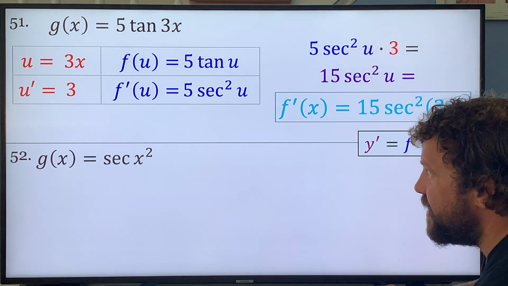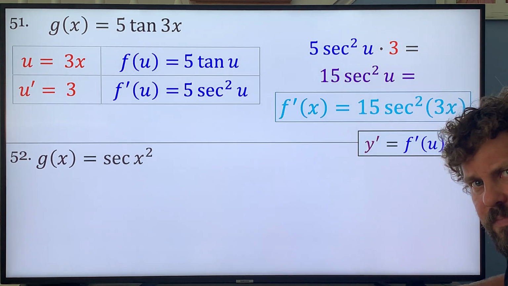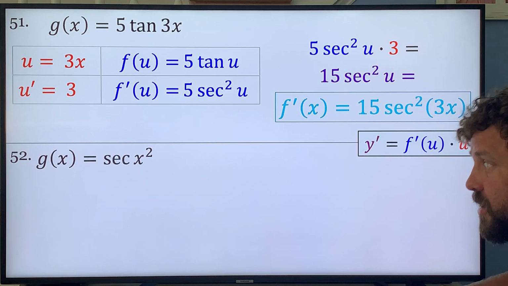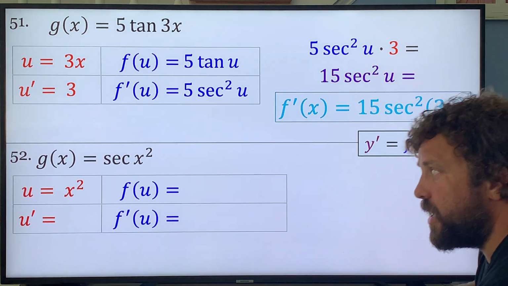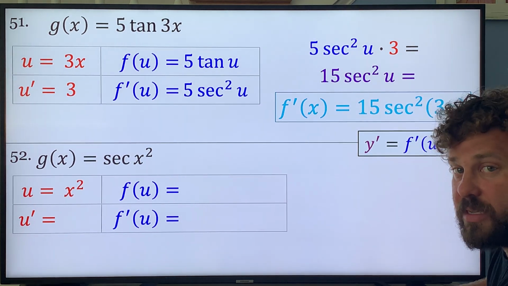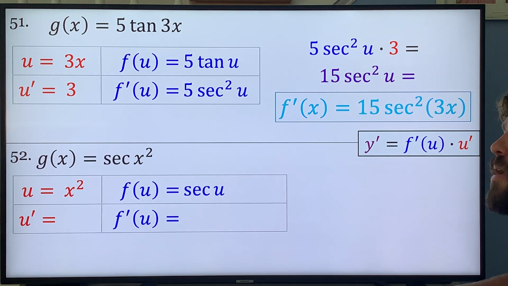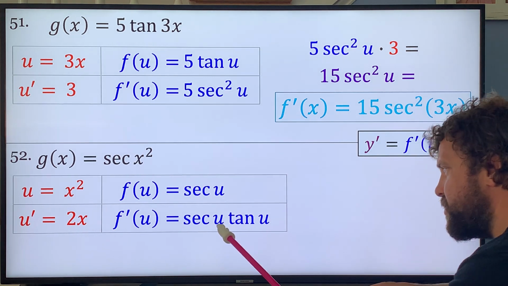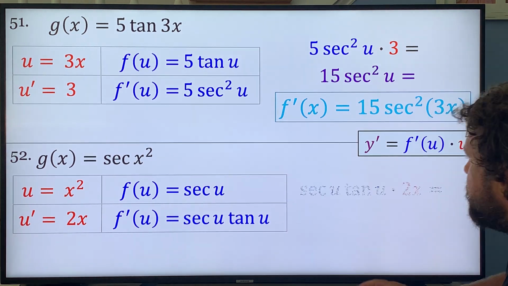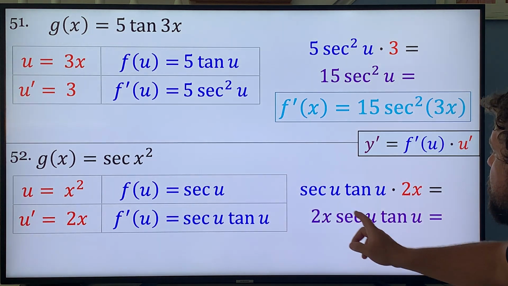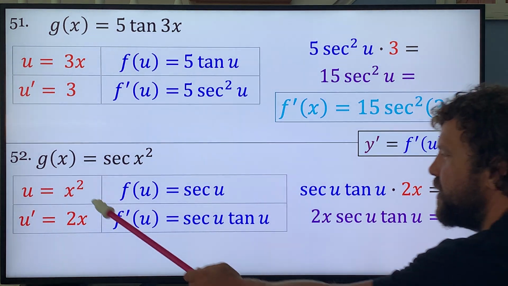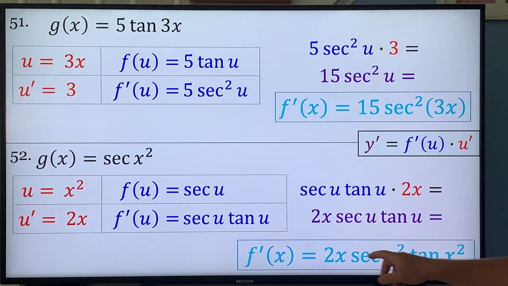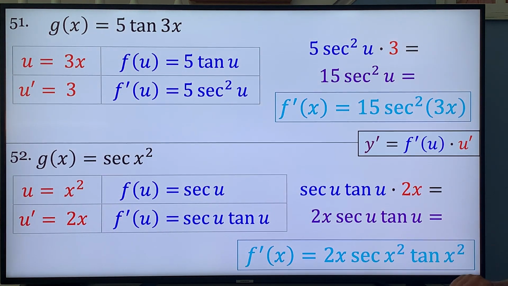52. A little tricky here. Secant of x squared. Or is it tricky? It's not secant squared x, it's secant x squared. So in this case, your u is x squared. F of u is secant u. And then you get 2x and secant u tan u as your derivative. So this is a little tricky. There's 2u. So you have 2x, secant u tan u. So which one do I plug the x squared into? What do you think? Correct, both of them. 2x times secant x squared tan x squared.